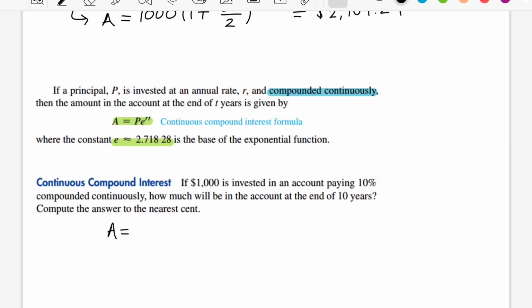So what we'll do is we'll use our continuous compound interest formula and plug in what we know. Again, we're starting with $1,000. That's our principal, so that's P here. Then we have our base e, and then our rate is still 10%, and written as a decimal, that's 0.1. And then we want to figure out how much will be in the account at the end of 10 years. So plugging this in, we end up with $2,718.28 at the end of 10 years.